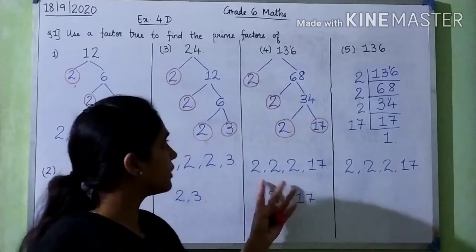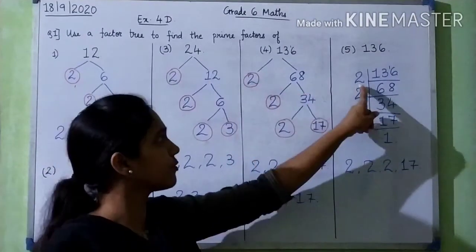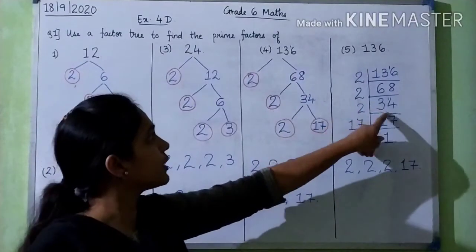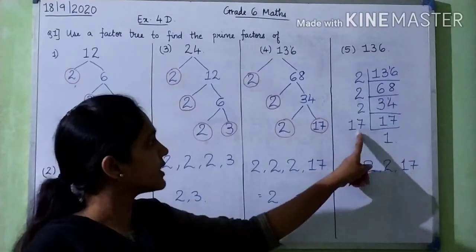Okay, so this is just a simple way. See, we have got 2 and 68, here also we have got 2 and 68. Then the next we have got 2 and 34, here also 2 and 34. Then the next 2 and 17, so 2 and 17, and then 17 into 1 is 17.